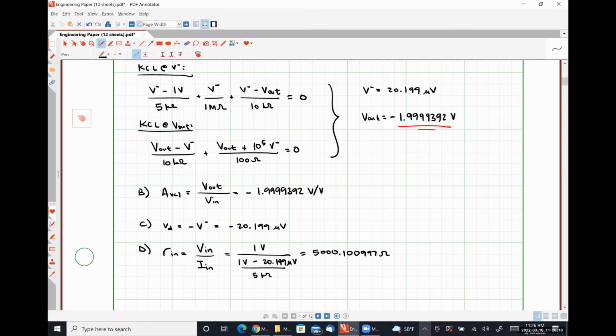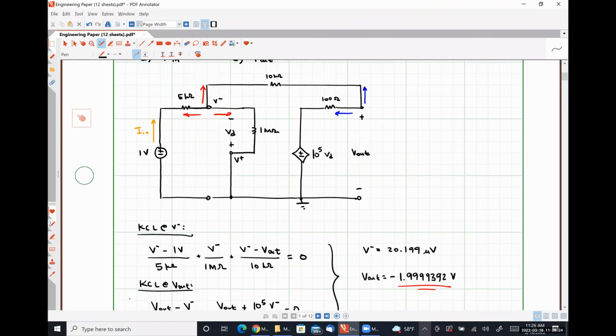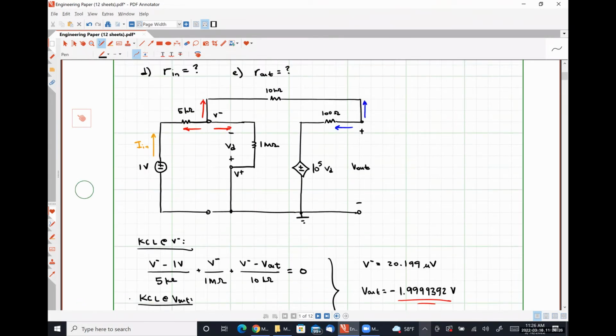Okay. So whenever we have a negative feedback configuration and we are applying our input signal through a resistor to the inverting input, we will find that our input resistance seen by our input voltage source is effectively this resistor, okay?